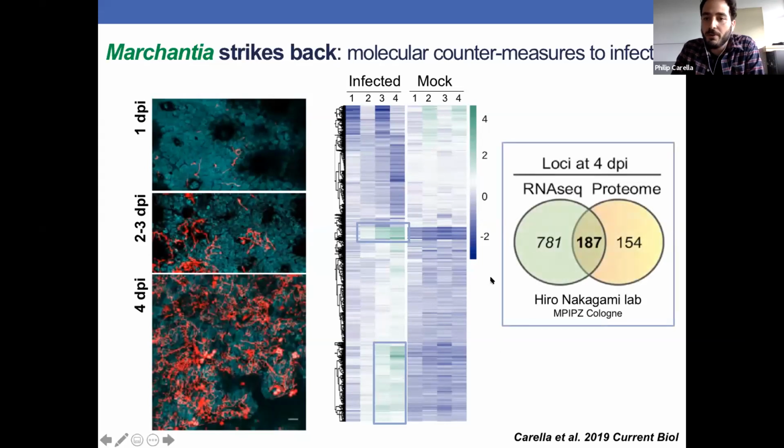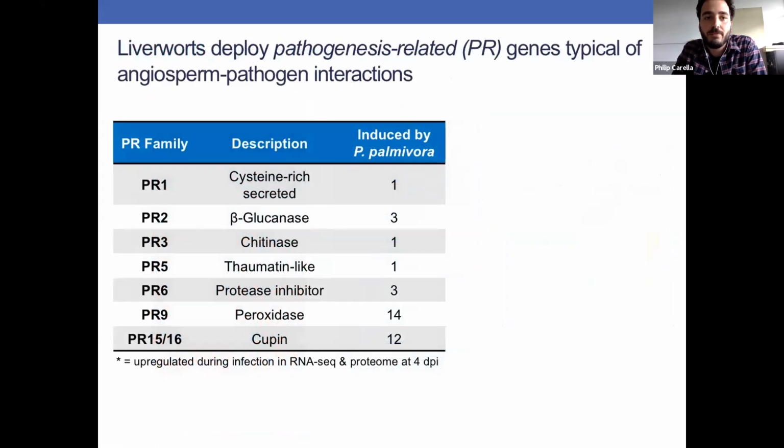And we also did some proteomics in collaboration with Hiro Nakagami, his lab in Cologne. I'll say Hiro did it, and we found some really reliable markers that are upregulated in both the RNA-seq and the proteome data sets. There's about 187 loci. And from these, we see some typical players. So we see that liverworts can deploy pathogenesis-related genes that are very typical of angiosperm pathogen interactions.